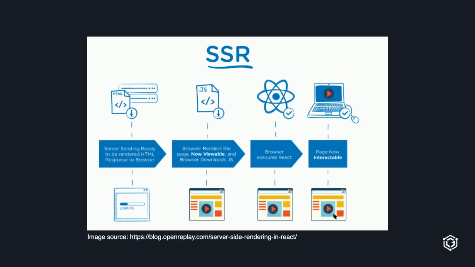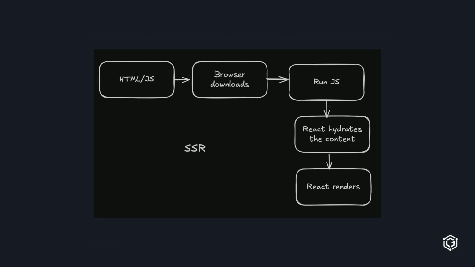Usually part of the payload that you get back if you're using server-side rendering is a JSON object, which is injected within your app, and then when the JavaScript runs on the client, React would actually load it up. I think I have a better example. So, browser: you download the HTML, you download everything, the JavaScript runs, React hydrates the content. And then React renders the content.